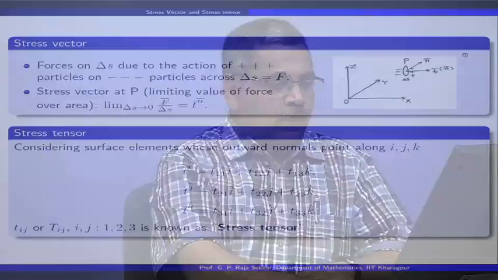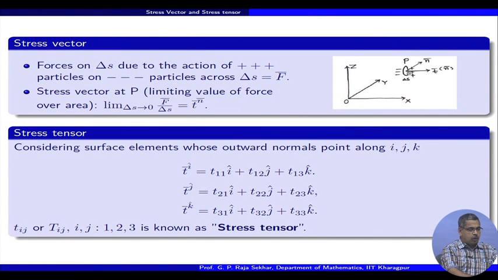Accordingly, you see we have taken a small element which has a normal, and this is the stress which we are going to define. How we define it is force on a particular surface element. These are indicated with plus, these are indicated with negative. So, this is the action of these particles on these particles across a small surface element. This is the force. Now, how is a stress defined? As I mentioned just now, it is the limiting value of the force over area, which means F bar by delta S is the stress vector, as delta S approaches 0.